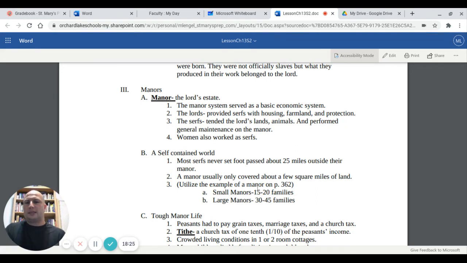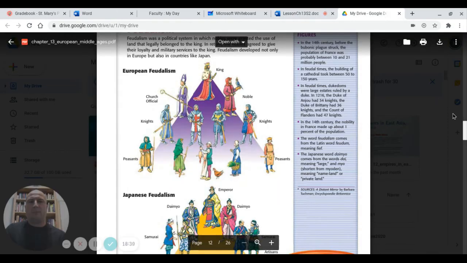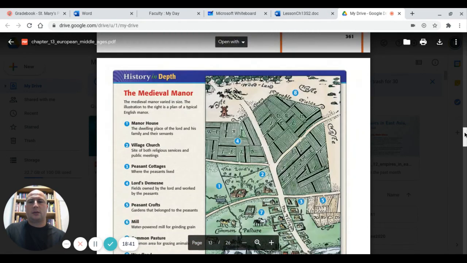Now, I'm going to show you guys an example of a manor on page 362, but the average sizes for these: a small manor would be probably 15 to 20 families. A large manor would be close to 30 to 45 families. Okay, let's take a look at what a manor looked like back then.